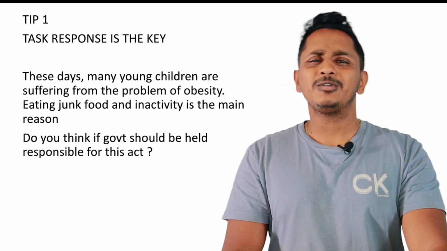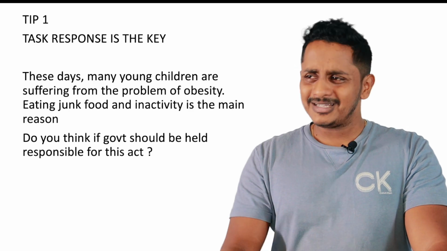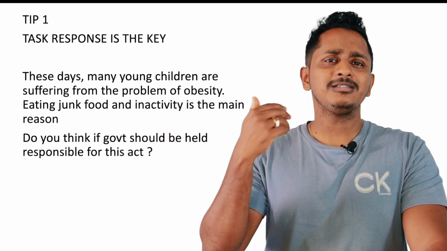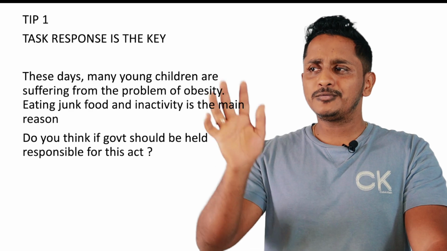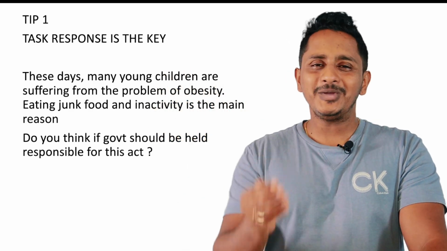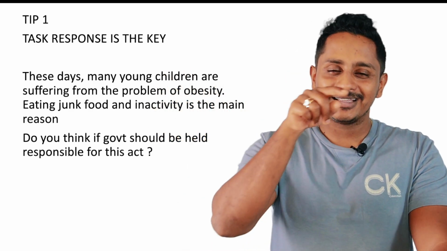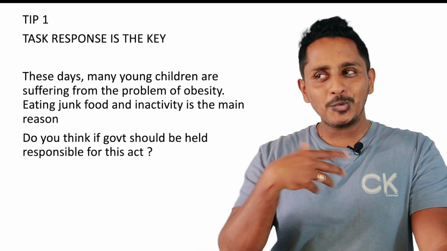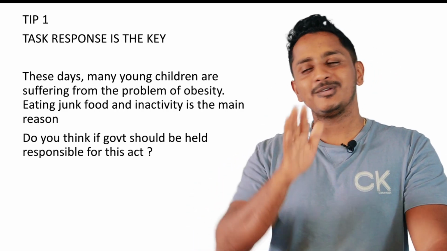Or you say, no, why should the government be held responsible? The government cannot come in between all these things. Correct? There are certain items of food. The government has given the notice that these foods are prone to cause obesity. Now it's a personal choice. The young children or the parent or whoever it is should be responsible, not the other one.